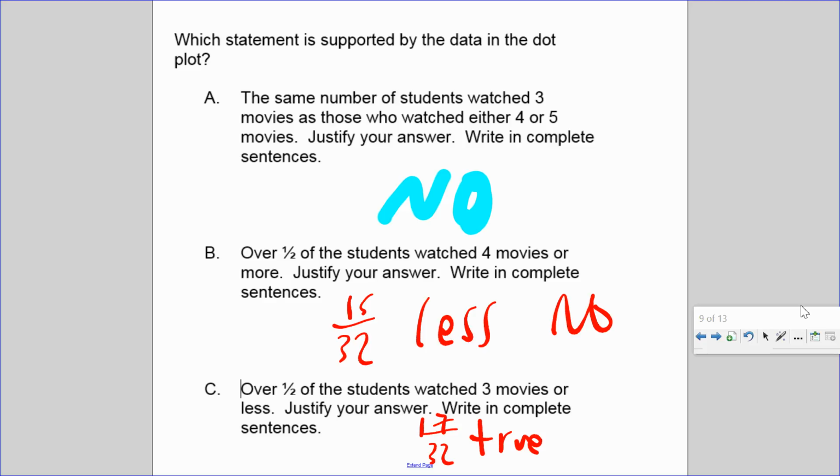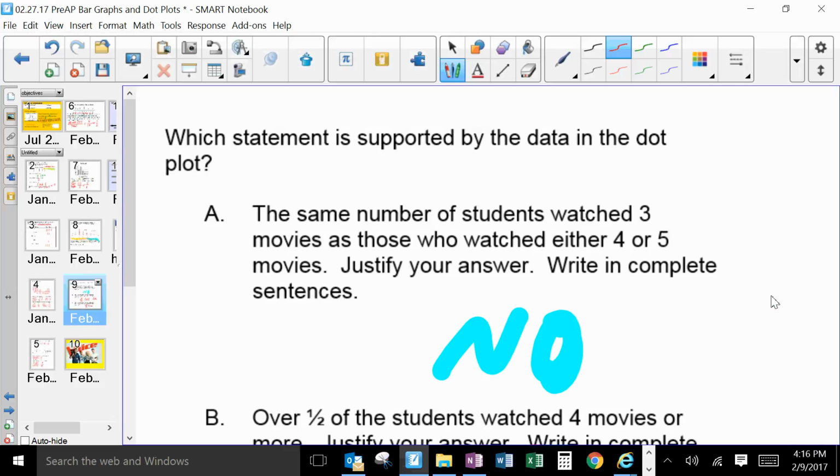And that is dot plots with bar graphs, and part to whole and part to part. Let me turn this off.